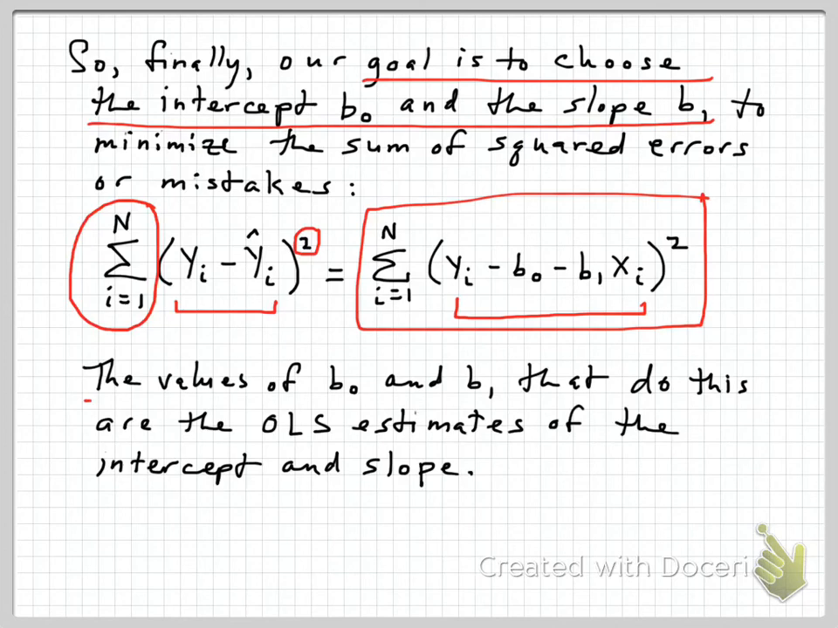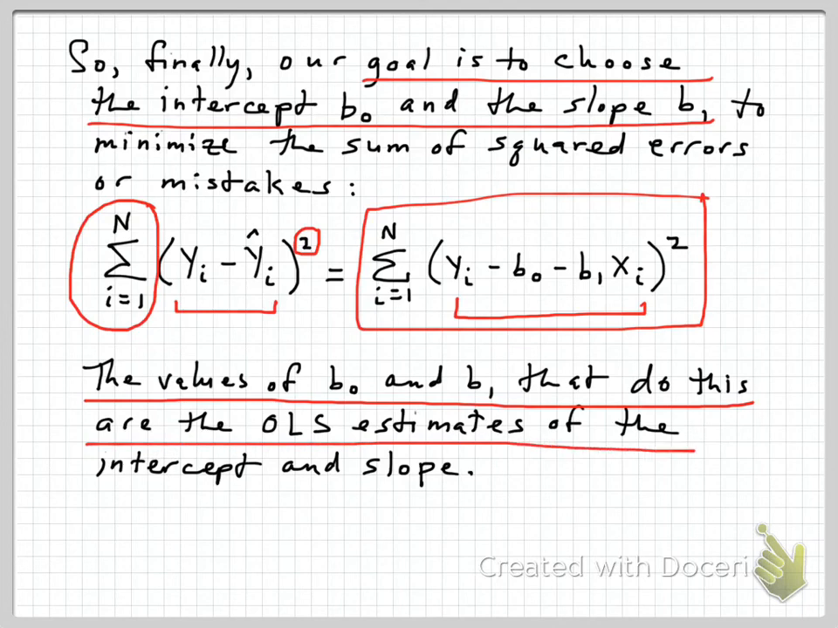Now, if we could find the values of the intercept and the slope, b0 and b1, that made that as small as possible, given our data, given the scatter plot, we would have the best fitting line according to the ordinary least squares estimation, and we would call those the OLS estimates of the intercept and slope.